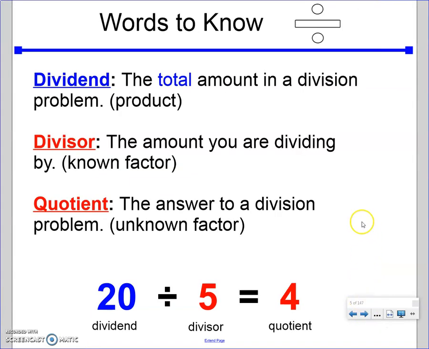In a division equation, your total amount is called the dividend, and it is the first number, or the number we're dividing in a division problem. The divisor is the amount you're dividing by, and it is the known factor. The quotient is the answer to a division problem, and it is the unknown factor. So in the problem 20 divided by 5 equals 4, 20 is the dividend, 5 is the divisor, and 4 is the quotient.